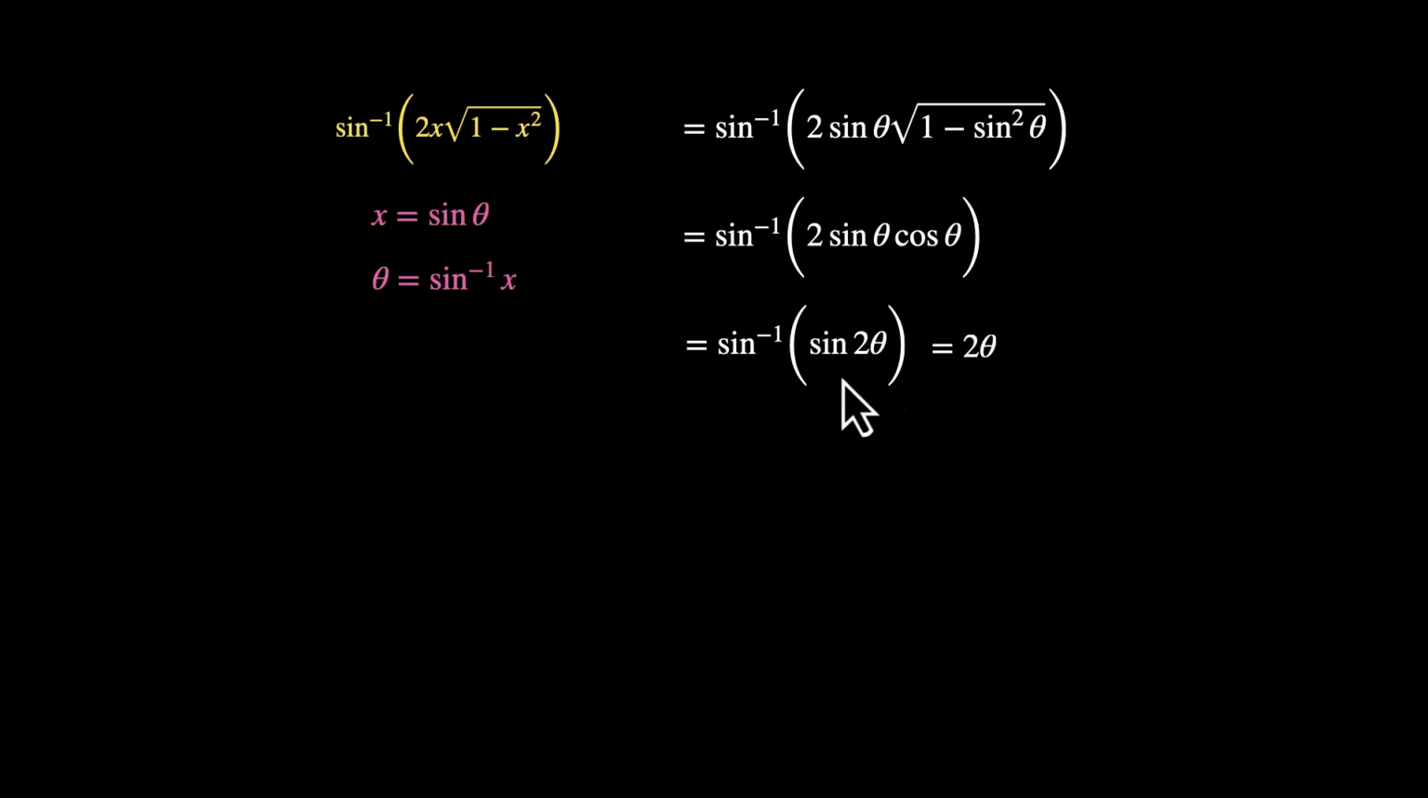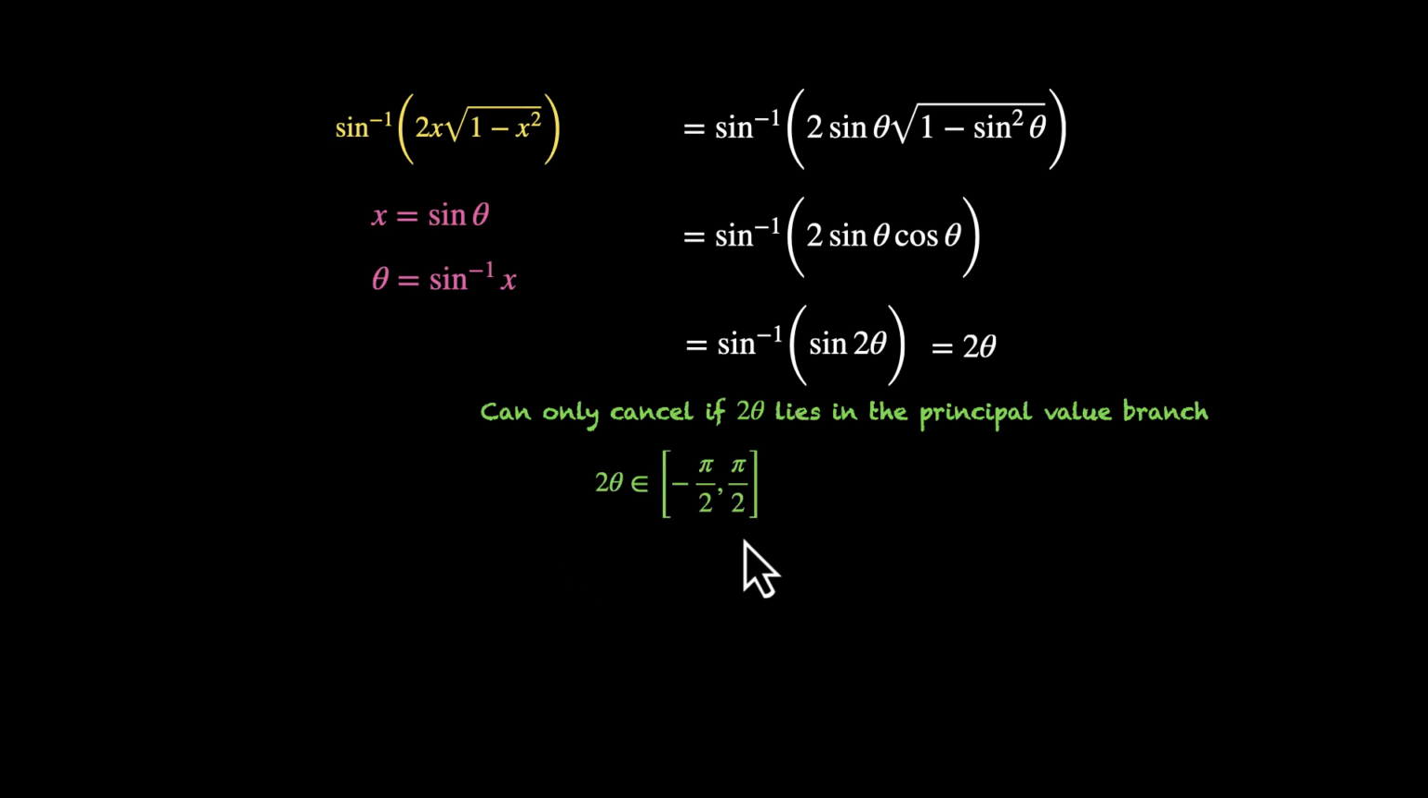No. We can only do this when 2 theta lies in the principal value branch of sine inverse. And what's that branch? That's the fourth quadrant and the first quadrant. This is minus pi by 2 to pi by 2. So we can only cancel this when 2 theta belongs to this set, minus pi by 2 to pi by 2. We can divide by 2 and say that theta belongs to minus pi by 4 to pi by 4.